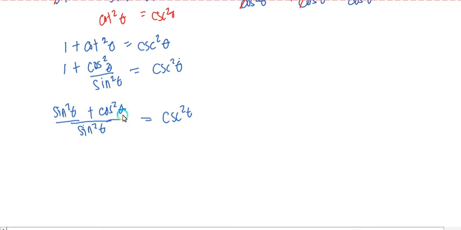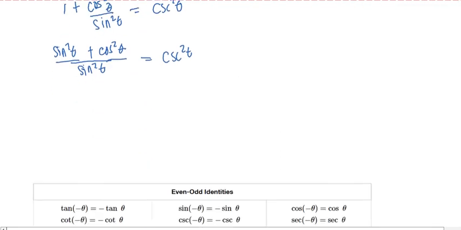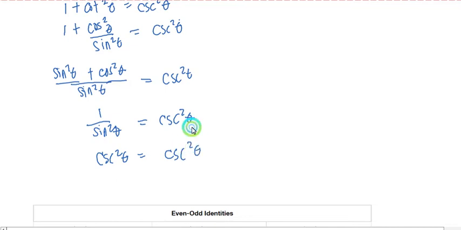Take note, we can easily manipulate this, and our answers should be the same. So we will have sine squared theta plus cosine squared theta, based on our previous identities, sine squared plus cosine squared is equal to 1. That means we will have 1 all over sine squared theta is equal to cosecant squared theta. 1 all over sine squared theta, what is it? This is cosecant squared theta. Since this is correct, therefore we have proven this identity.